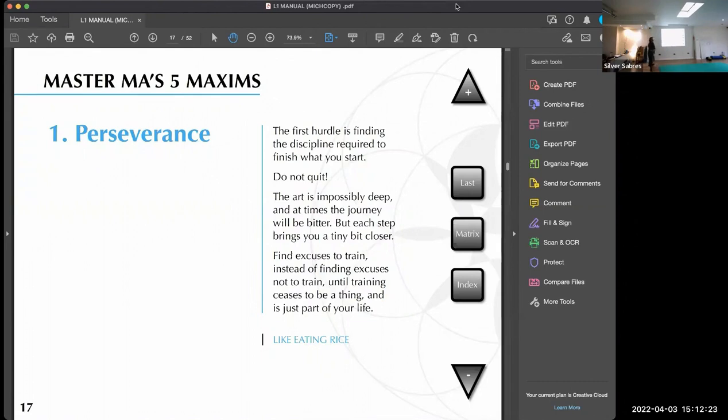And Master Ma's disciple, Master Lili Chun, who was Michael's teacher, said that training is nothing more than just like eating rice. And you're like, what? You have to remember he's Chinese. He had rice for breakfast. He had rice for lunch. He had rice for dessert. He had rice for dinner. And we're like, oh yeah, Friday, training day. Right? And you're like, no. It's just 7 o'clock. That's all.